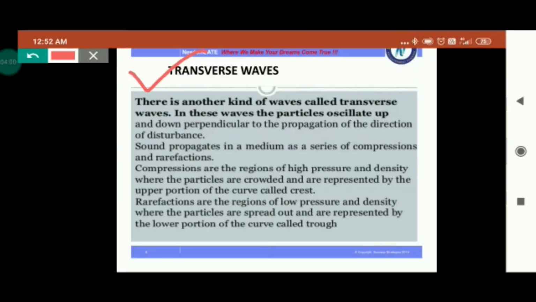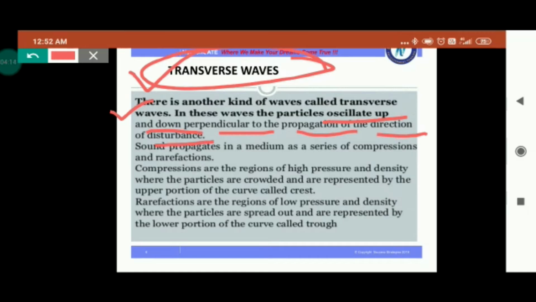Now, the nature of sound waves. Sound waves are generally longitudinal waves. There is another kind of waves called transverse waves. In these waves, the particles oscillate up and down, perpendicular to the direction of propagation of the disturbance. A sound wave propagates in a medium as a series of compressions and rarefactions. Compressions are the regions of high pressure, as discussed earlier, where the particles are crowded. That means the density is maximum, and they are represented by the upper portion of the curve called the crest.